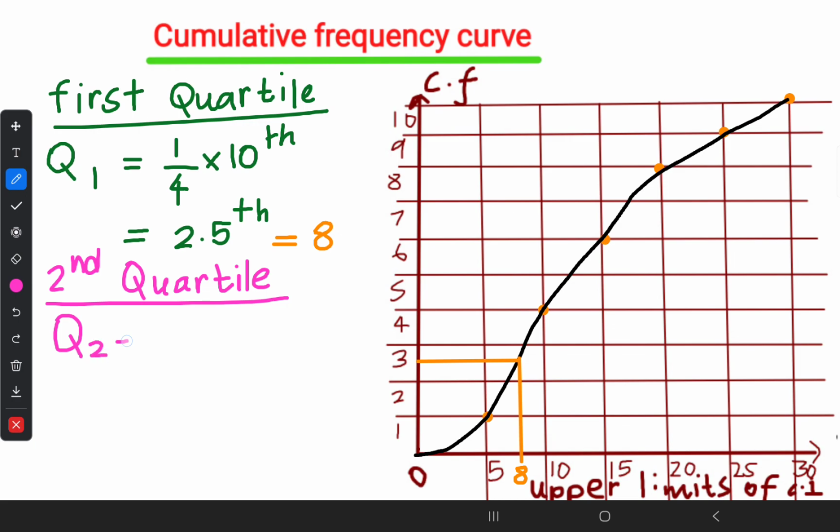Q2 would be the second quartile, that is 2/4 of the cumulative frequency. 2/4 of 10th. First quartile means 1/4, second quartile means 2/4 of 10th. So that will give you the exact location. 2 times 10 is 20, divided by 4, the fifth.